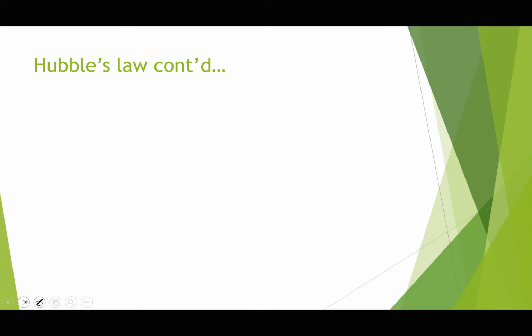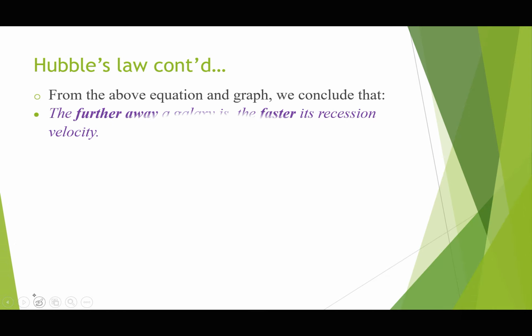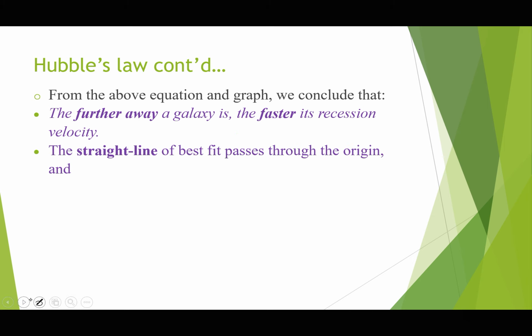So to sum up that graph, from the above equation and the graph, we conclude that the farther away a galaxy is, the faster its recessional speed. In other words, galaxies which are far away from us must be having a very high speed. The faster objects are from others, the higher the speed they are moving with.